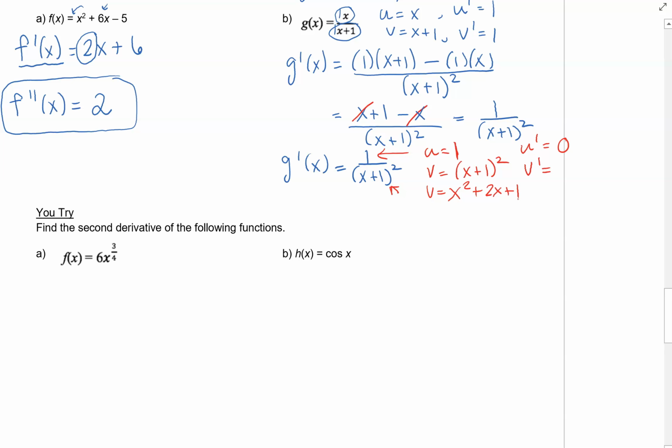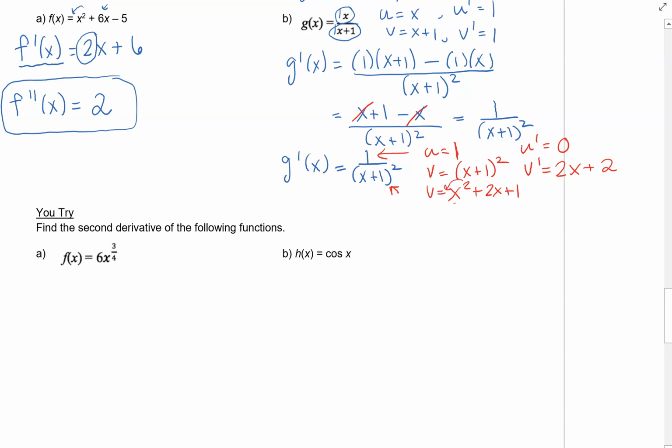We haven't learned the chain rule yet. Those of you that know the chain rule could use that here instead. But for the rest of us, we have to FOIL this out and use the power rule. So v prime would be 2x plus 2. Power rule plus constant multiple rule plus constant rule.